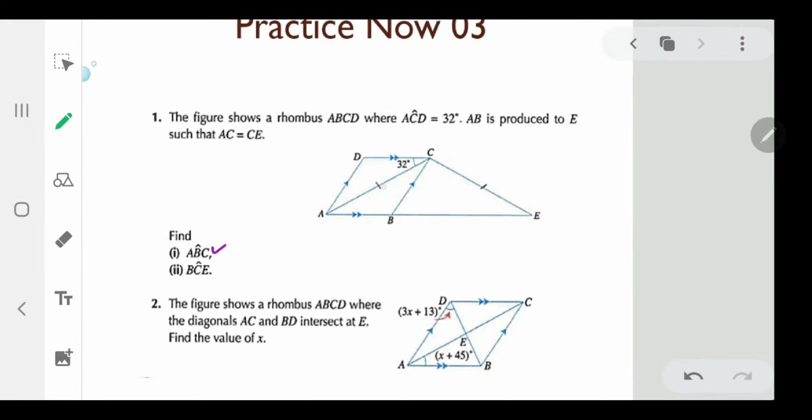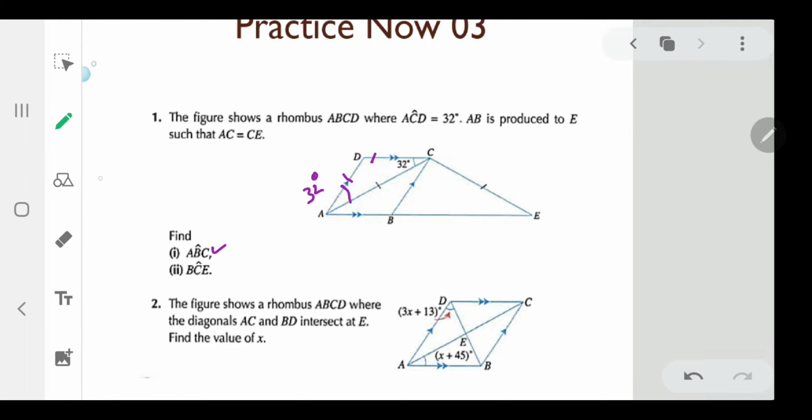Since we know that all sides are equal, it means that this side and this side must be equal, which means that this triangle ADC becomes an isosceles triangle. So we know that if this angle is 32 degrees, then by using the definition this angle will also be 32 degrees, right? If this angle is 32 degrees, we can find the angle ADC.